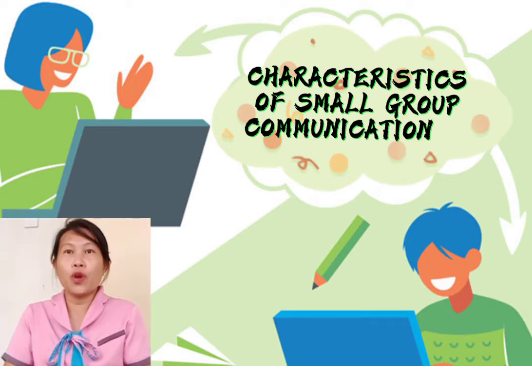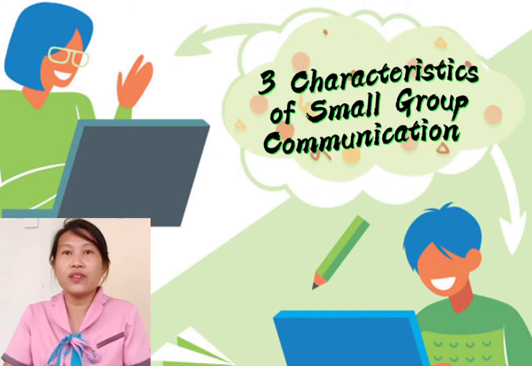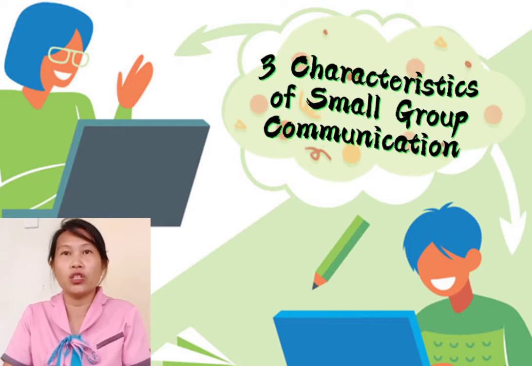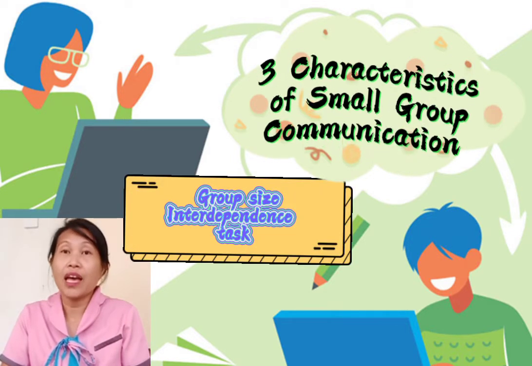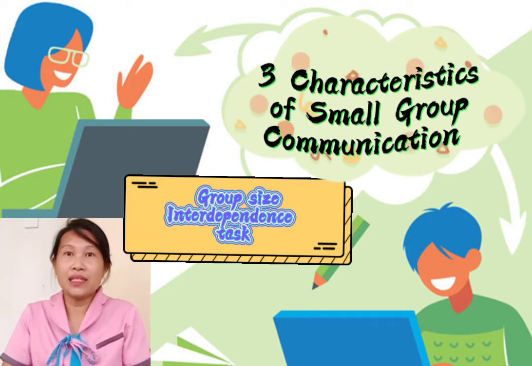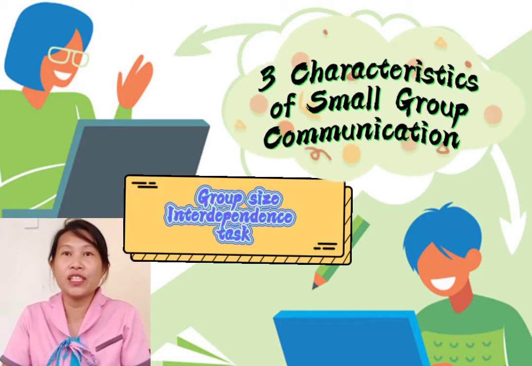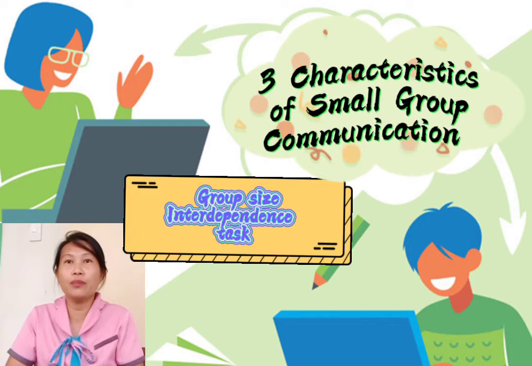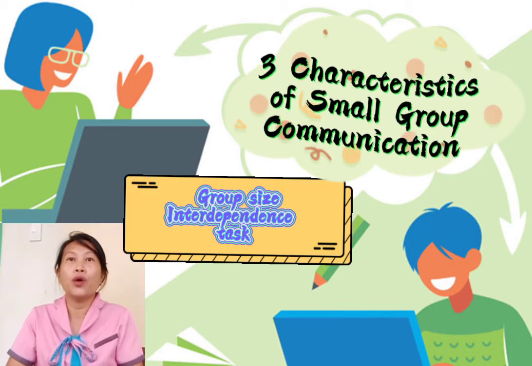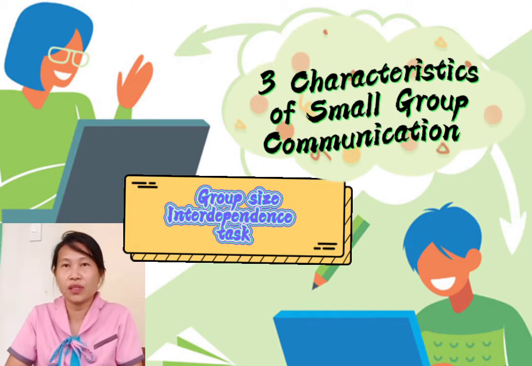Characteristics of small group communication. The 3 characteristics of small group communication are group size, interdependence, and task. So let us first understand the group size. It must have a minimum of 3 members and no more than 15 members.